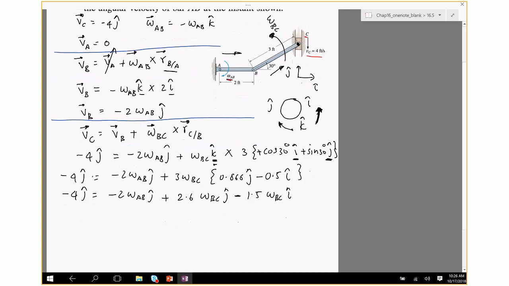So equate the I and the j components. Minus 4 equals minus 2 omega AB plus 2.6 omega BC is the first equation, equating the j component. And then if I equate the I component, I have 0 on the left hand side equals minus 1.5 omega BC. So that's two equations in two unknowns. It's obvious that omega BC is 0. If you put omega BC as 0 in the first equation, you get omega AB. Omega AB is 2. No, positive 2.